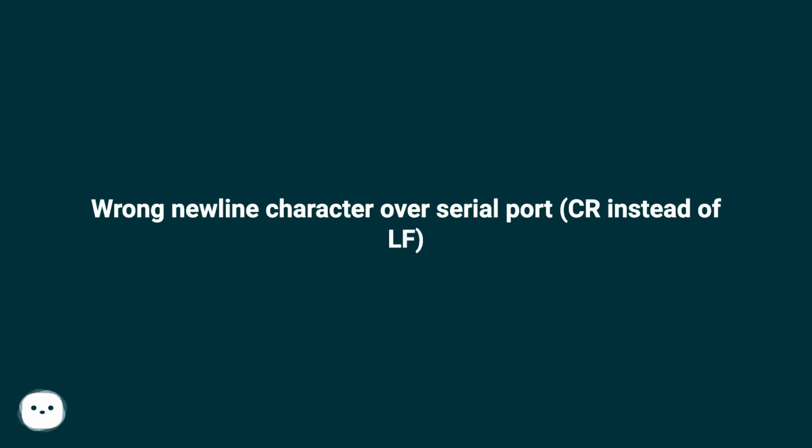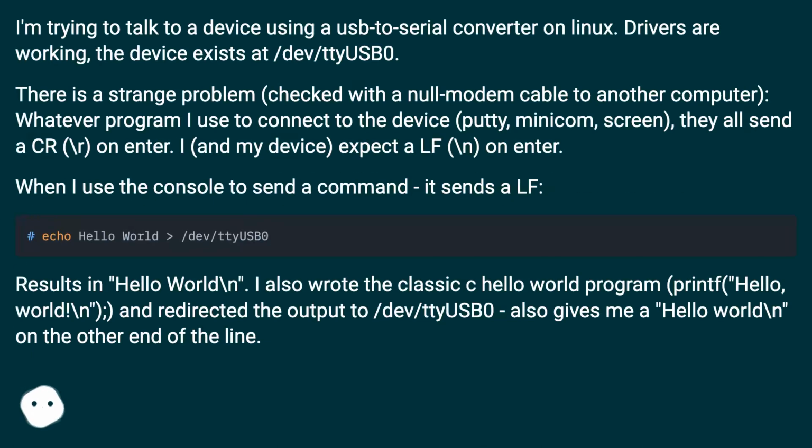Wrong newline character over serial port, CR instead of LF. I'm trying to talk to a device using a USB to serial converter on Linux. Drivers are working, the device exists at /dev/ttyUSB0. There is a strange problem, checked with a non-modem cable to another computer.